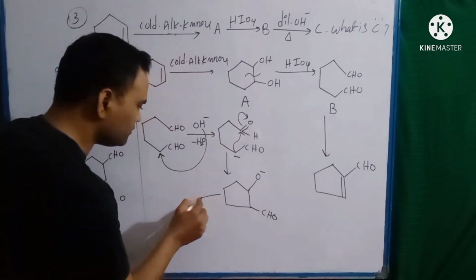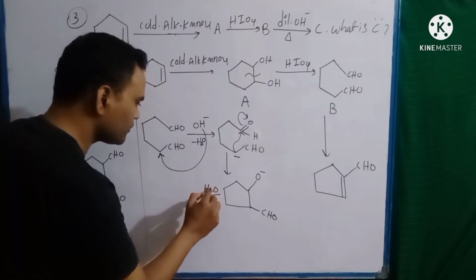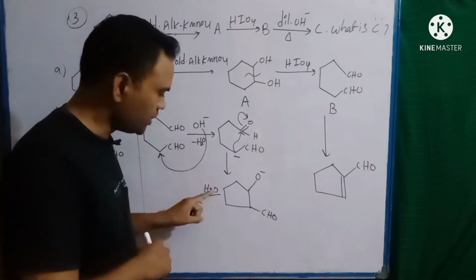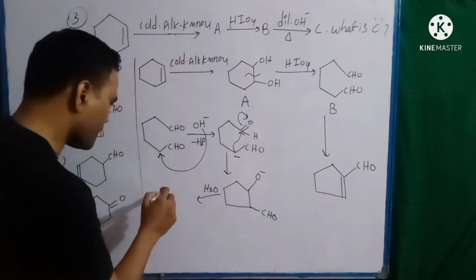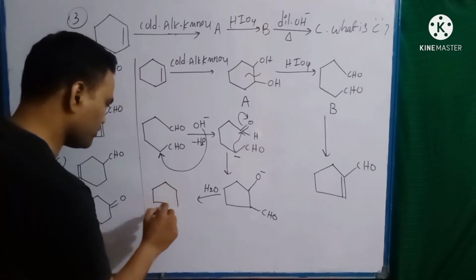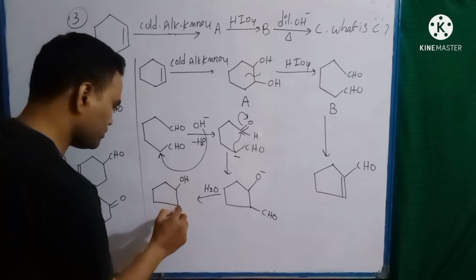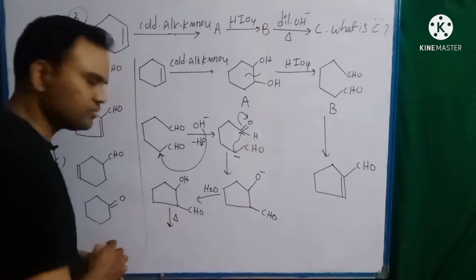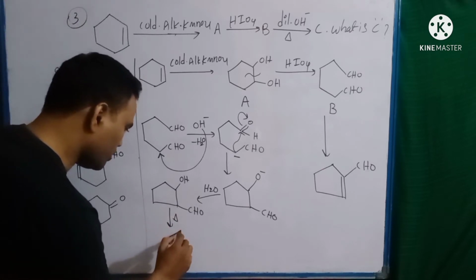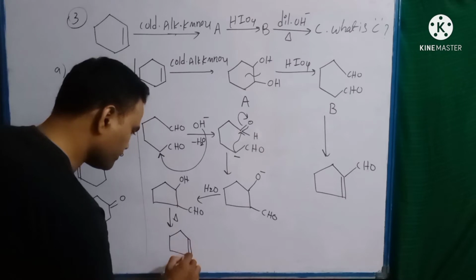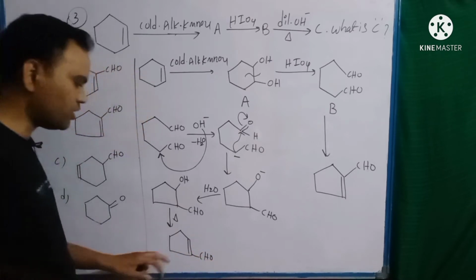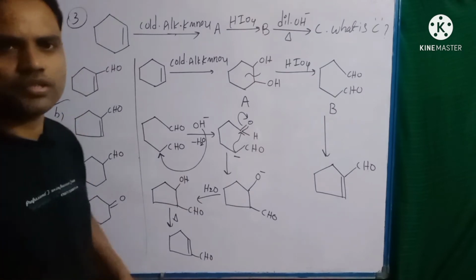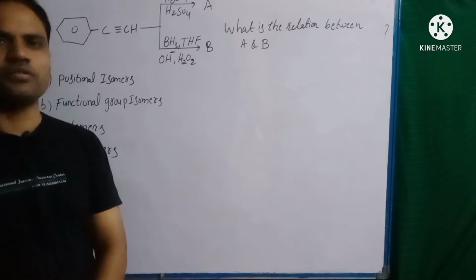Okay, and next is attack of proton H plus from the water which is formed in the first step. Here H plus attacks this oxygen, giving OH and CHO, and on heating it loses a water molecule and produces an alpha beta unsaturated carbonyl compound. So what is the product? So B is the correct answer. Okay, let us see the next reaction.